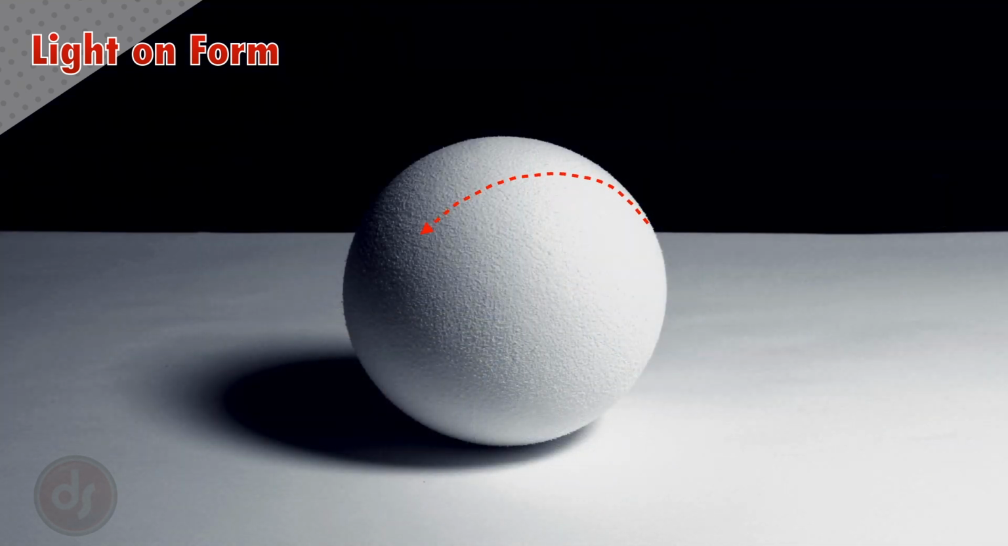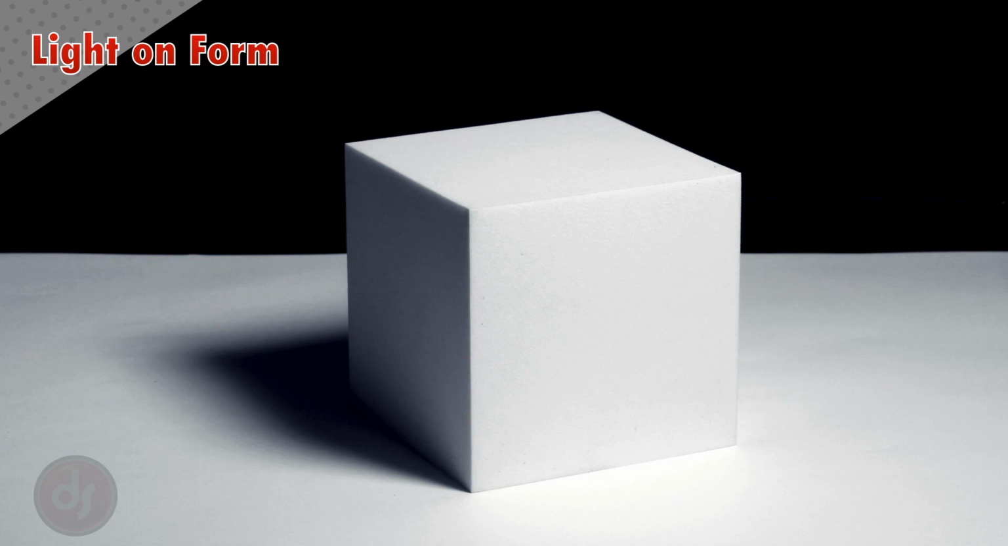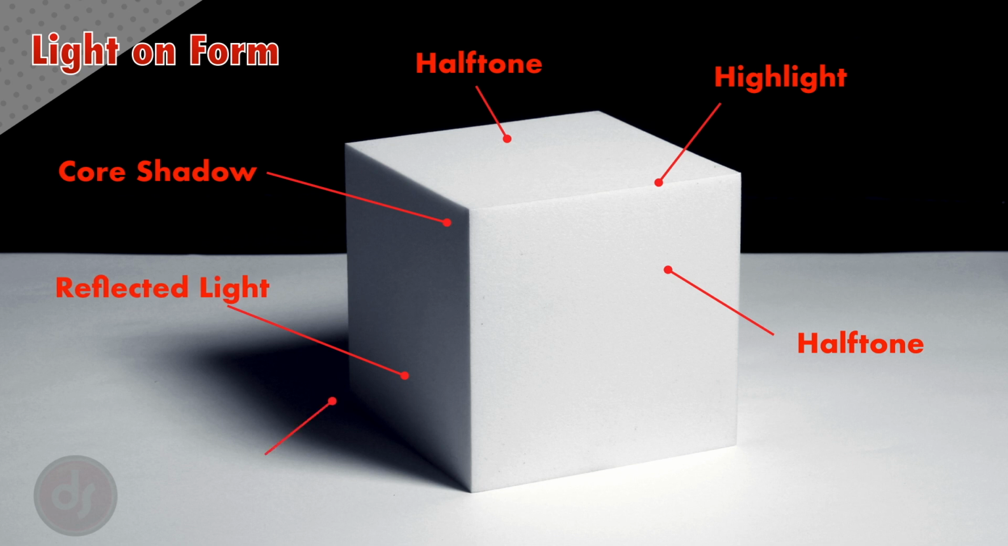Spheres are curved, and curves have gradual plane changes. This means there will be soft, gradual transitions between the properties of light. Cubes are made of flat planes with abrupt changes. The transitions will be subtle across the flat areas and hard at the plane changes. Highlights and core shadows often happen at the edges of these plane changes.